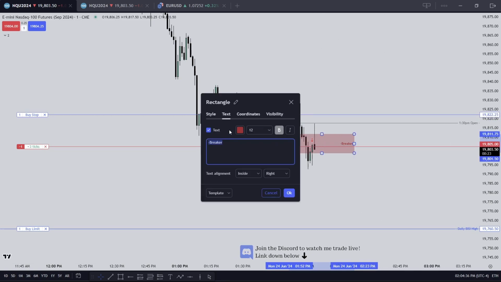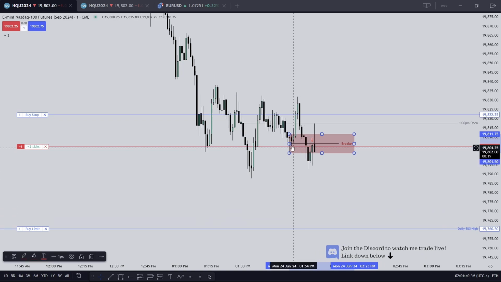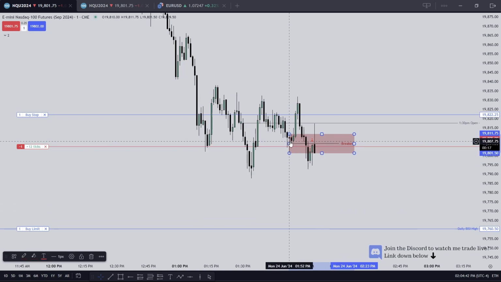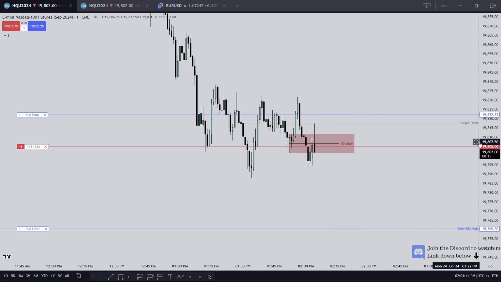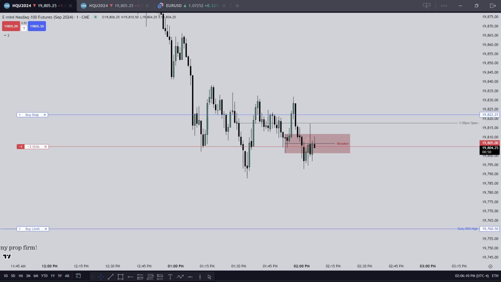I'm going to put mean threshold of the breaker. I want to see the bodies respect that. And then if we can take out this low, I'll move my stop to break even. I like where the bodies closed and opened here, respecting mean threshold of the breaker.